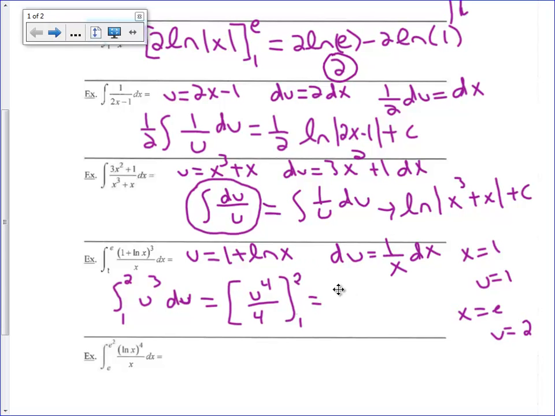So I'm going to plug my 2 in first. That's going to be 16/4 minus, plug in your 1, 1/4. And they have the same denominator, so I guess I can go ahead and simplify that to 15/4, although we all know that's not necessary.